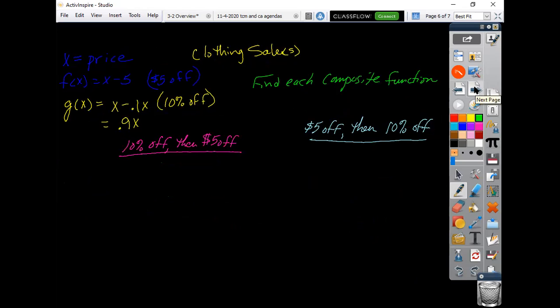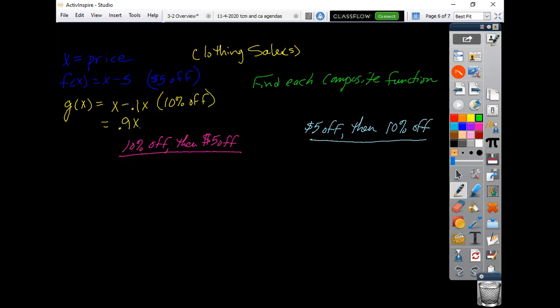All right, continuing. Another one is talking about clothing sales, and x is the price of an item. If they give you $5 off, that looks like the price minus 5. If they give you a 10% off discount, it's the price minus 10% of it, a whole x take off 0.1, or 1/10 of it, leaves you with 90%. So I sometimes think of this as, if 10% is taken off, what percent do I still pay for? And that would be 90% of the price. So sometimes I'll think of it that way.